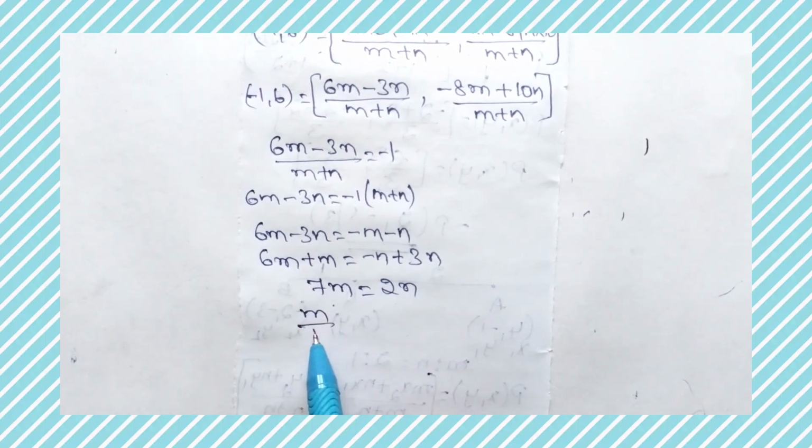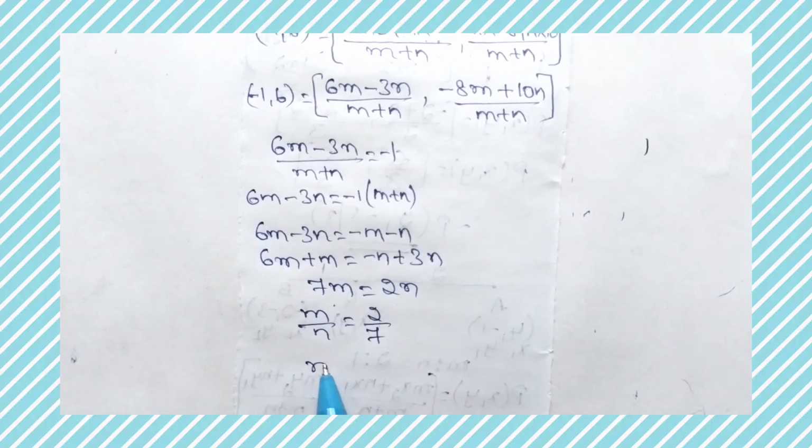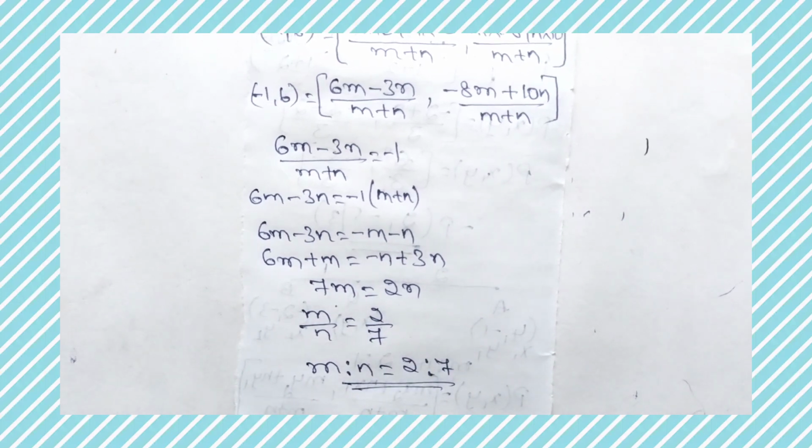So m by n is equal to 2 by 7. So what is the ratio? m is to n is equal to 2 is to 7. So this is the ratio.